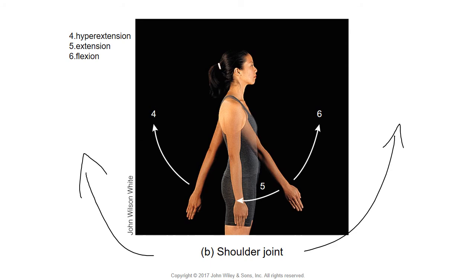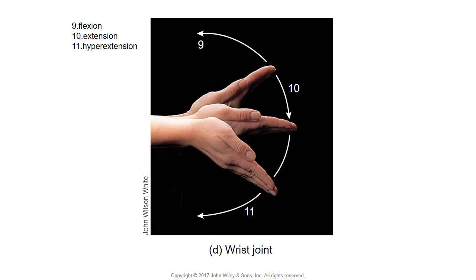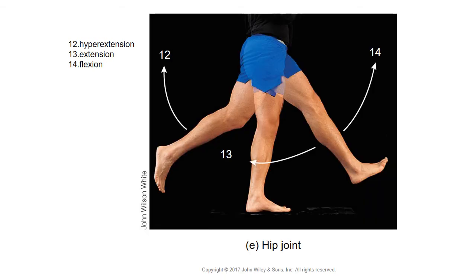Next slide. So this is flexion, and this is hyperextension. We have the elbow joint with flexion and extension. Elbow joint's also a hinge joint, so it can only do 2 things. It can extend and flex. Then you have flexion, extension, hyperextension at the wrist. These are all examples of movement that you see at different joints.